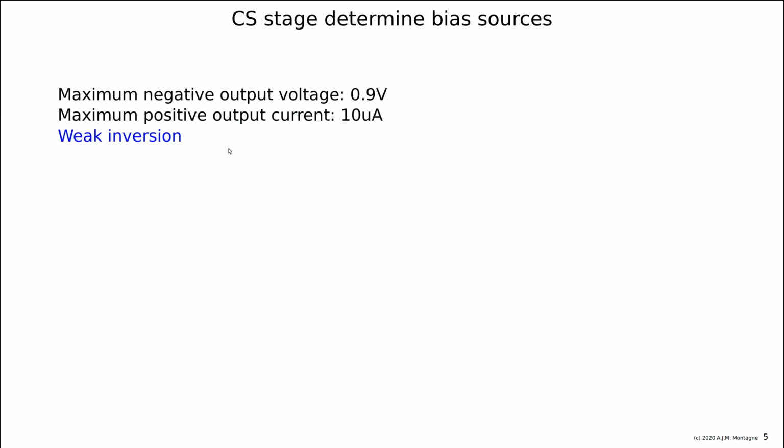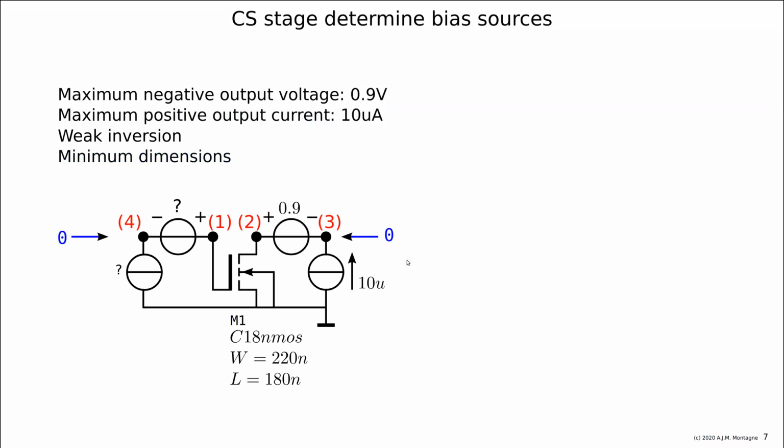We would also want to decide, for example, whether the transistor is in strong inversion or weak inversion. We will discover parameters to decide that, but let's say we want it in weak inversion with a minimum geometry, like the CMOS 18 device with a width of 220 nanometer and a length of 180 nanometer. We want to bias it such that it can deliver a negative swing of 0.9 volt, set by the voltage source in the drain of the device, and an output current of 10 microamps that we have seen before.